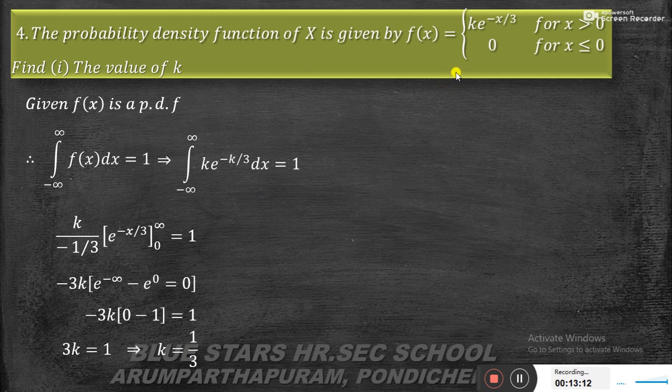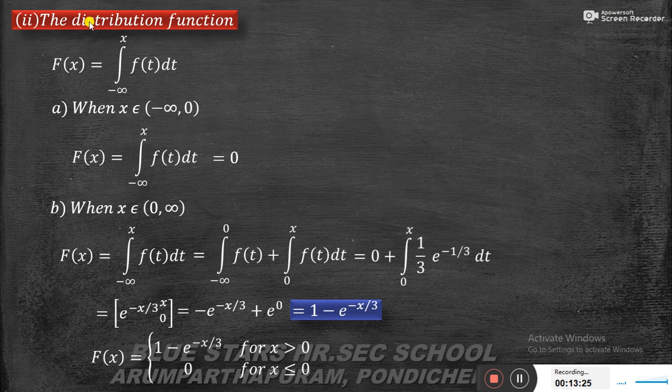So I substitute in the given function f of x equal to, that means for k value is 1 by 3, 1 by 3 e power minus x by 3 for x greater than 0, and 0 for x less than or equal to 0. So you see here the density function. Now the second subdivision, they ask about the distribution function.